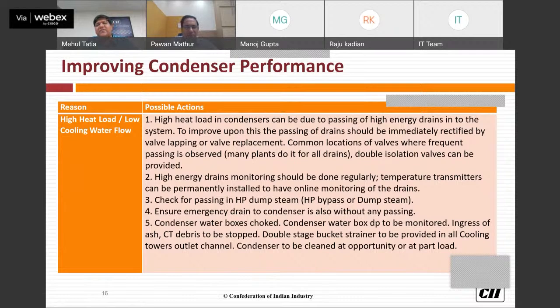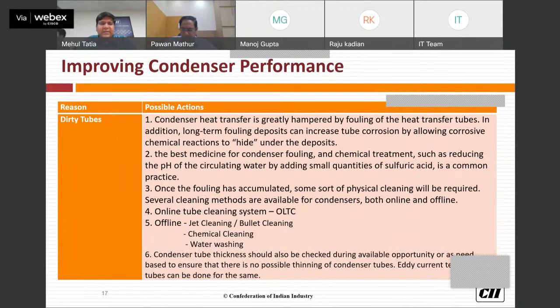And the other part of it is the overall cooling water flow itself is low. Then you will have to check the flow path of the cooling tower, whether a sufficient number of cooling water pumps are operating, whether your condensers are choked, are not in choked condition, because that will also reduce the overall flow of cooling water into the condenser.